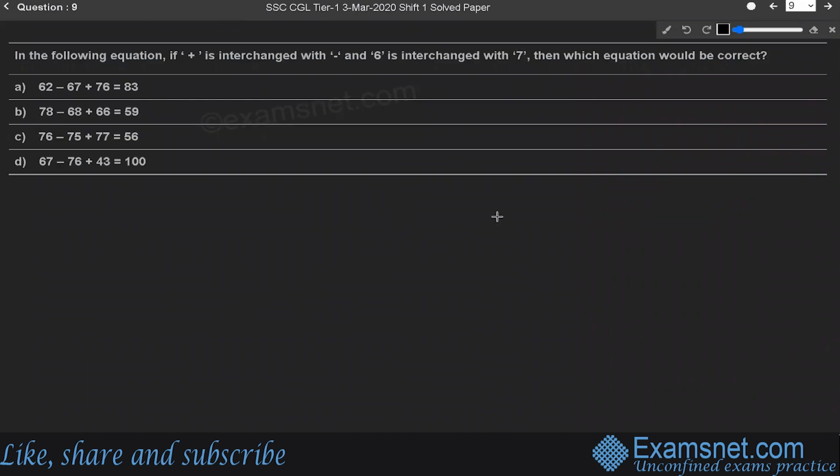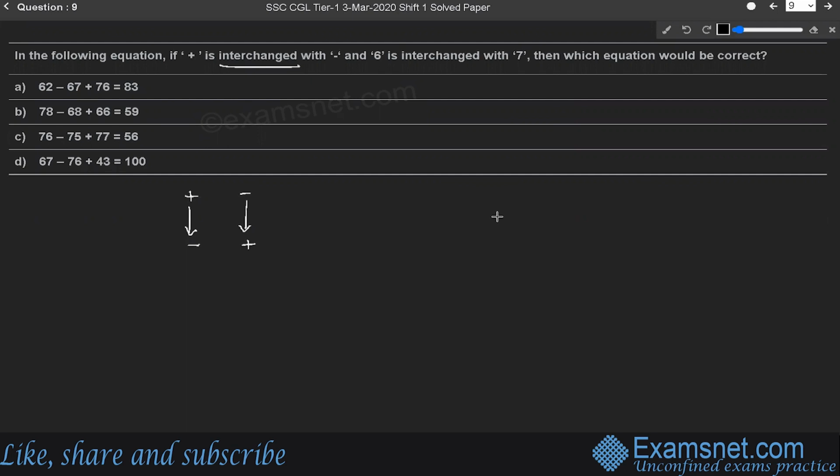Next question is, in the following equation, if plus is interchanged with minus and 6 is interchanged with 7, then which equation would be correct? So we have to interchange various things in this question. Plus is interchanged with minus and minus is interchanged with plus. What do you mean by the term interchanged? Interchange means we have to swap the values, or we have to change the values.